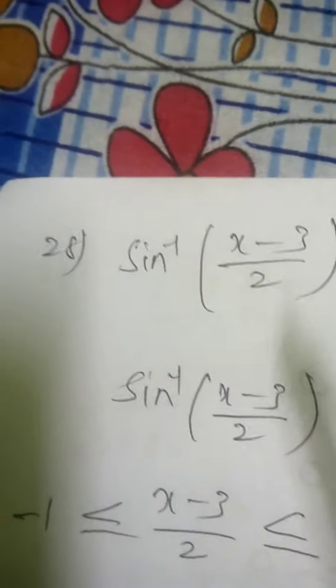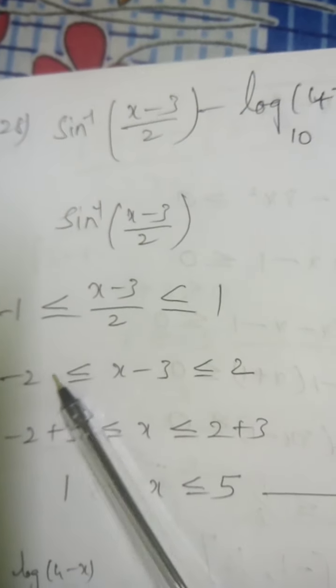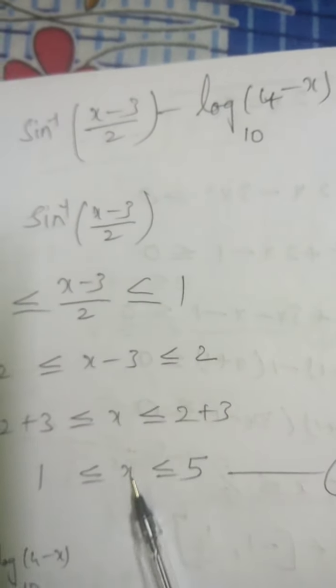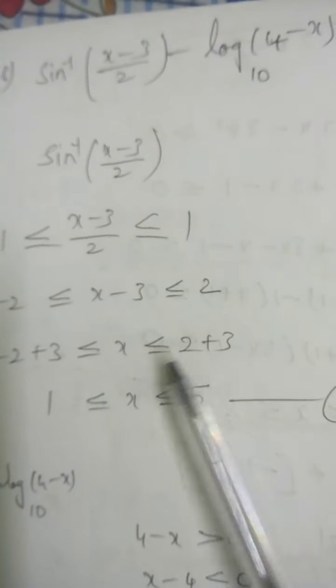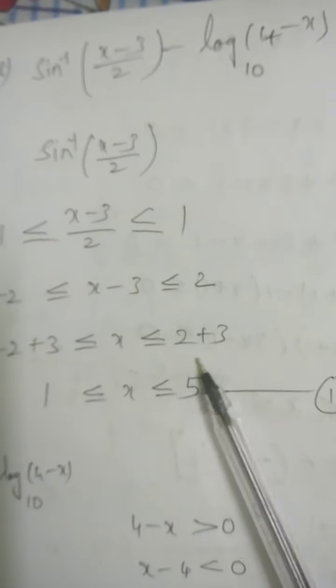Sin inverse of x minus 3 by 2 minus log of 4 minus x to the base 10. So first we will consider sin inverse of x minus 3 by 2. We know that x minus 3 by 2 lies between minus 1 and 1. 2 if we take that side, minus 2 and plus 2. And minus 3 if I take this side, it will become plus 3 and this will become plus 3. So minus 2 plus 3 is 1, 2 plus 3 is 5.